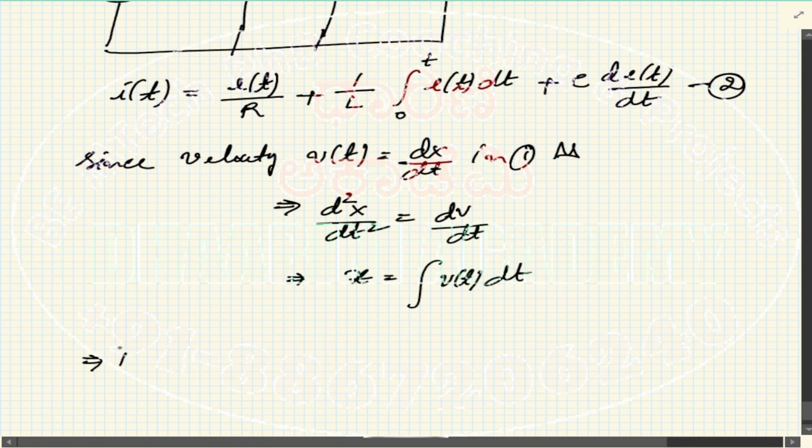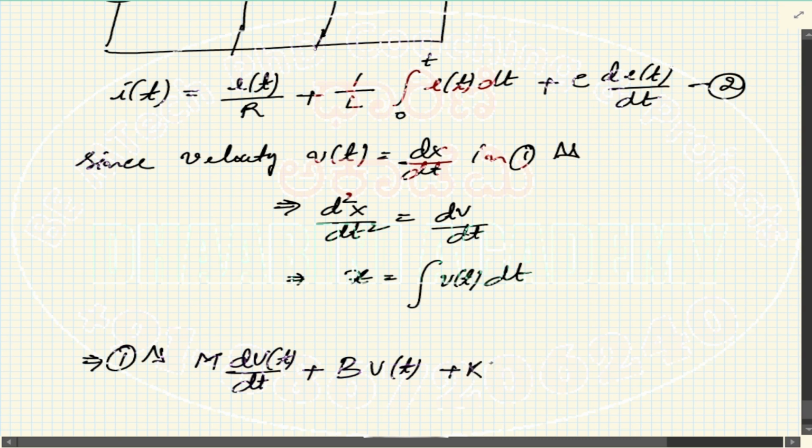So this means equation number 1 now becomes: the first term was m into d square x by dt square, which simply becomes m into dv by dt. Second term, plus b into dx by dt, but dx by dt is v of t, so I'll write b into v of t. So plus k into x, but x is nothing but the integral 0 to t of v of t dt, is equal to, right hand side no change, that is F of t.